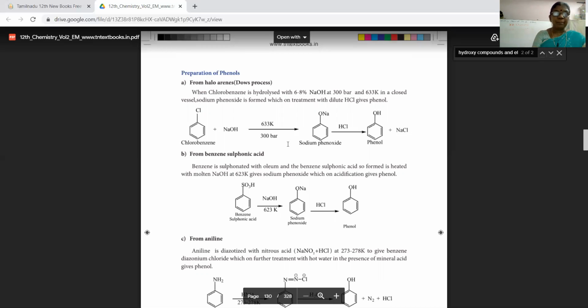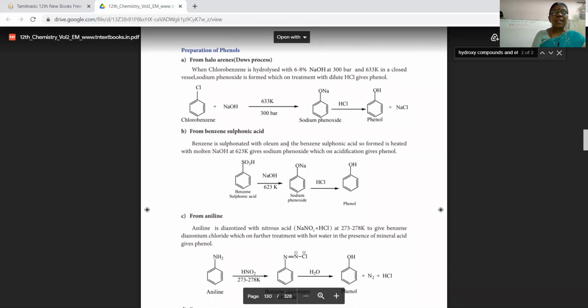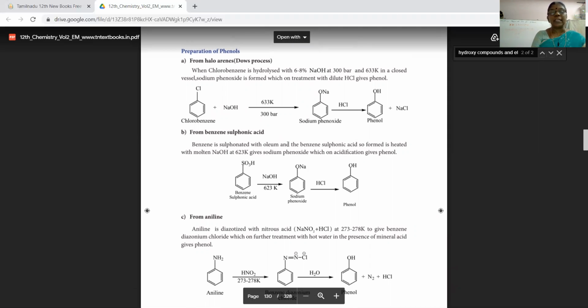Next is from benzene sulfonic acid. Sulfonic acid means SO3H is a substituent in one position, and the benzene is sulfonated with oleum. The benzene sulfonic acid so formed, if it is treated with NaOH at 623 Kelvin, we will get sodium phenoxide first, and on acidification, means treatment with hydrochloric acid, we will get the phenol.